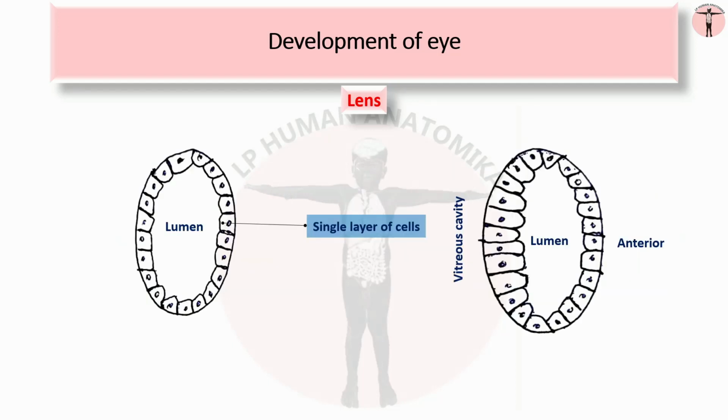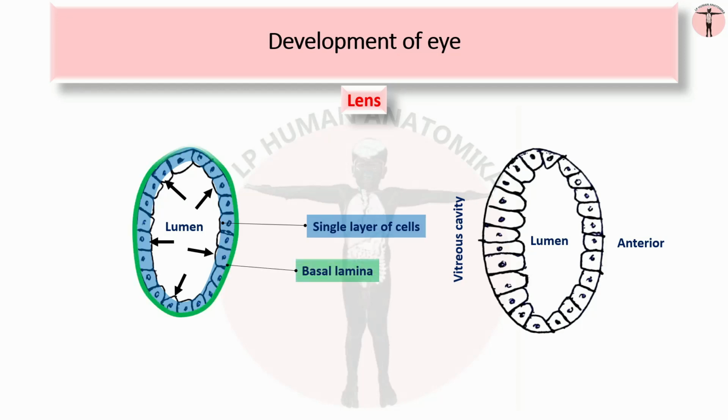The lens vesicle is a hollow sphere composed of a single layer of cells. The apical surface of the cells lines the lumen, and the basal aspect is covered by a thin basal lamina or basement membrane. With the addition of more material, the basal lamina will become the lens capsule.